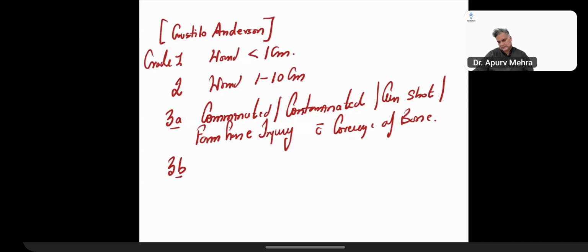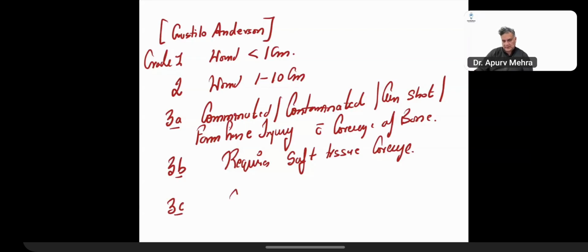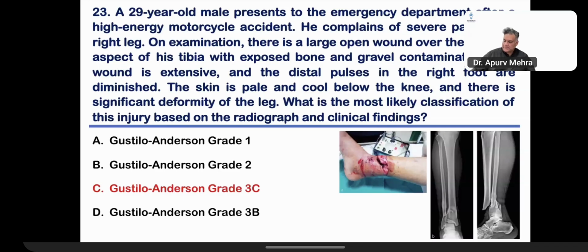Grade 3B requires soft tissue coverage, meaning you need to provide a skin graft or muscle flap. Grade 3C is anything which has a vascular injury. So if I look at the question, distal pulses are diminished, so it is grade 3C.